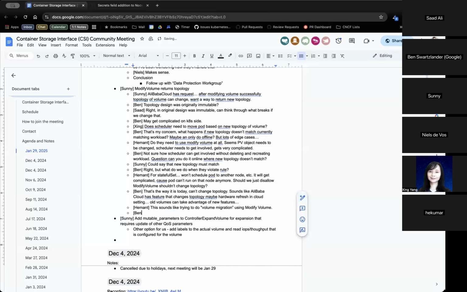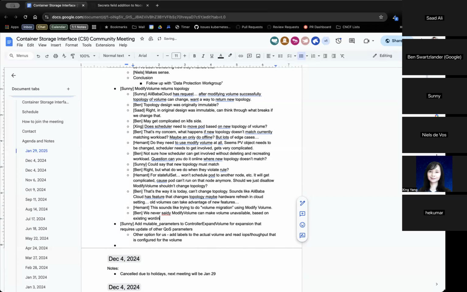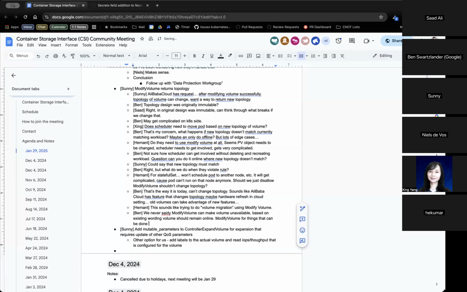Well, when we defined modify volume, we didn't say that it was okay to make the volume unavailable for any length of time. The assumption is the volume is online through the modification, based on the existing wording. Of course, drivers can violate that, but the principle was that modify was supposed to be for things that could be done non-disruptively. So we could do online migration, but a data store change itself can take a long time. But if the topology change can be done transparently, that's great.